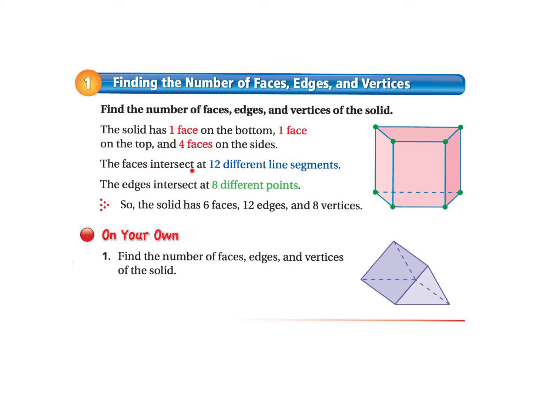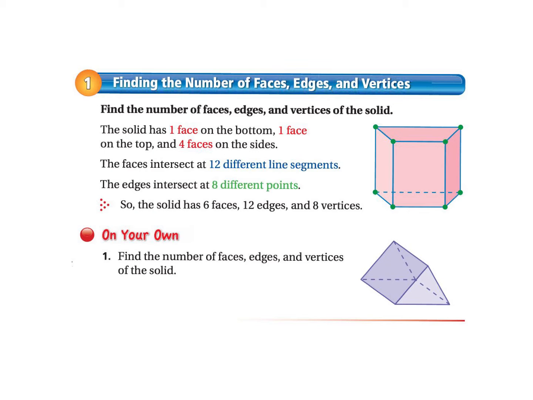And then the faces intersect at 12 different line segments. So, and then the edges intersect at 8 different points. So the solid has 6 faces, 12 edges, and 8 vertices. So you can count the vertices, the points, that's a little bit easier, but the edges, remember, are the line segments in between 2 vertices.